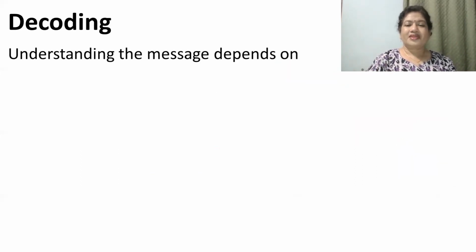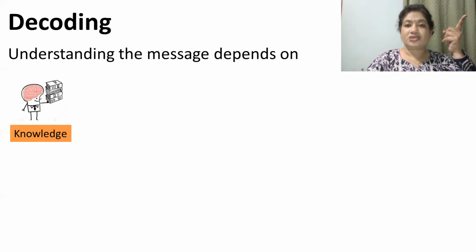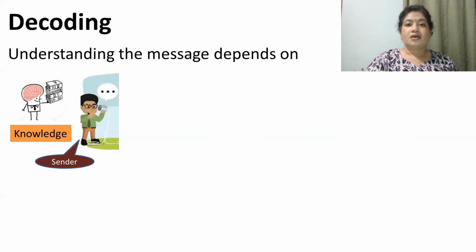Decoding is done, at present, by the receiver. The receiver understands the message depending upon the person's knowledge. If the person has that understanding of that particular subject, then decoding is going to be easy. Then here is an example.